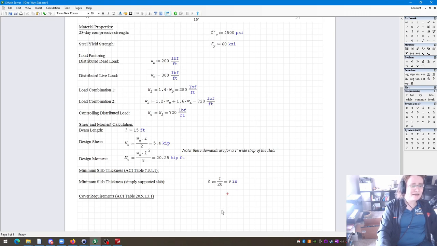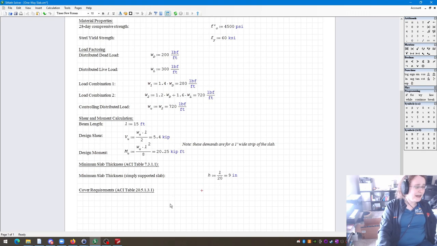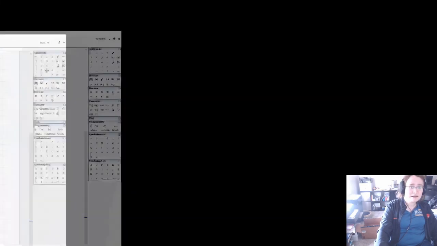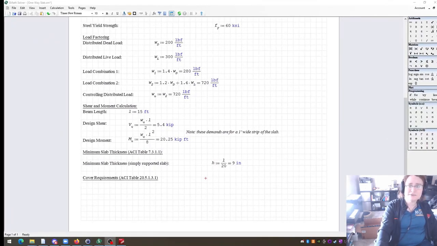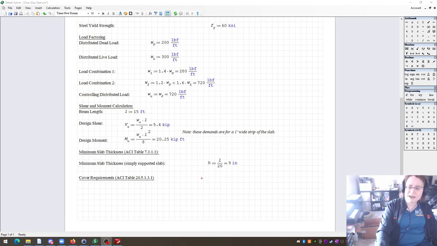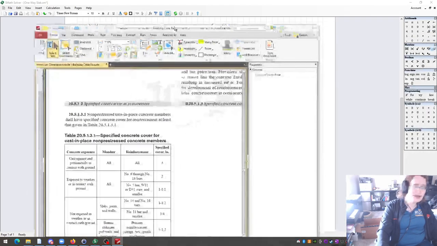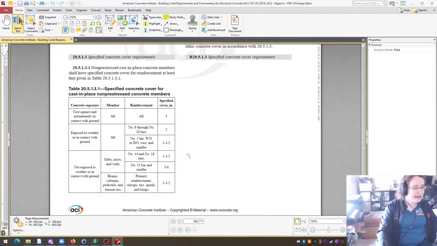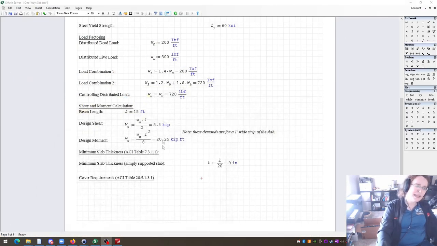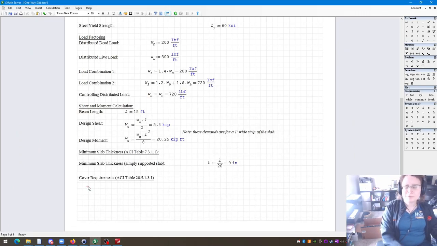Now, since we already have this relatively thick 9 inch slab requirement, I think we can just go ahead and use the 1.5 inch requirement. That way, if we find we need something greater than a number 11 bar, we'll still be fine using that 1.5 inch requirement. And it never hurts to go a little bit more cover than you need. But we could probably get away with the 3/4 inch requirement.